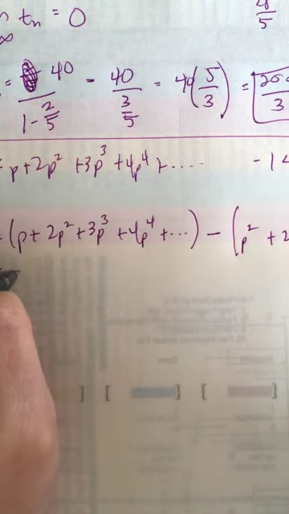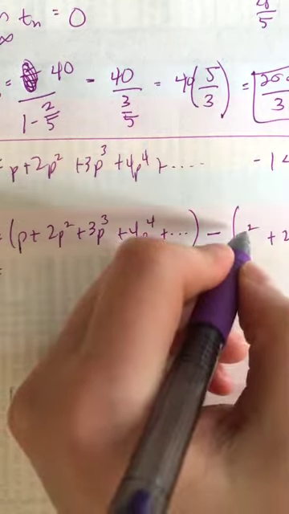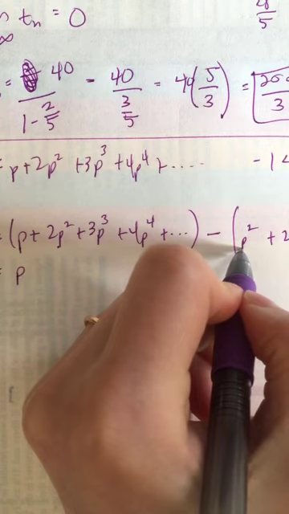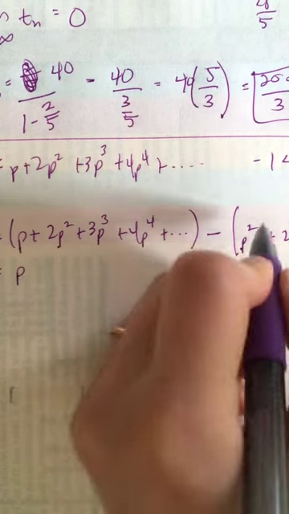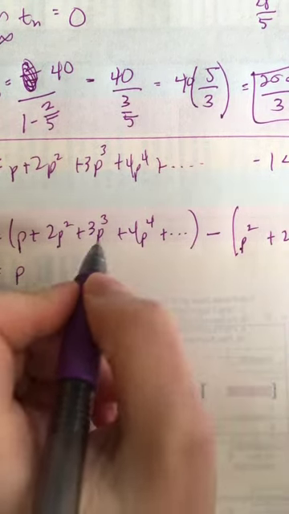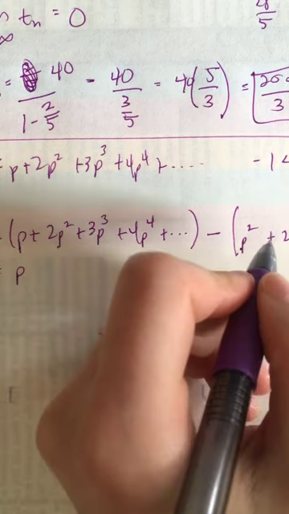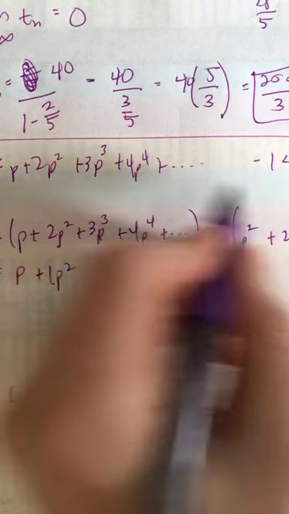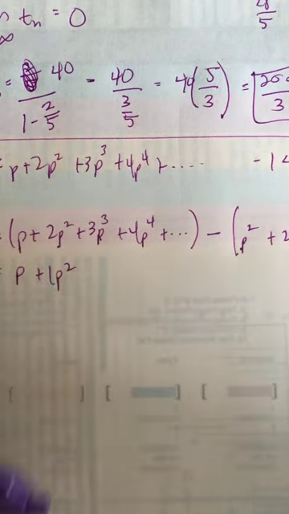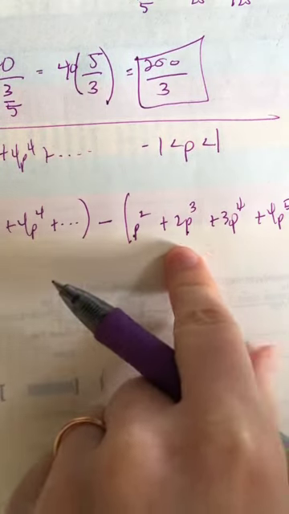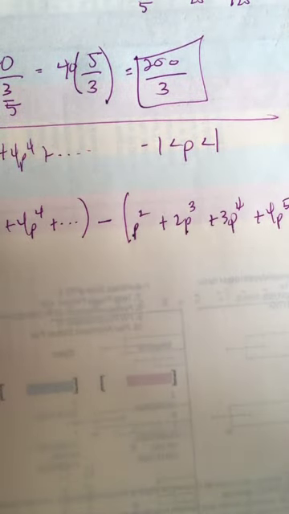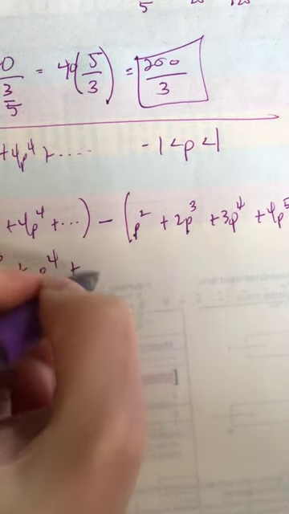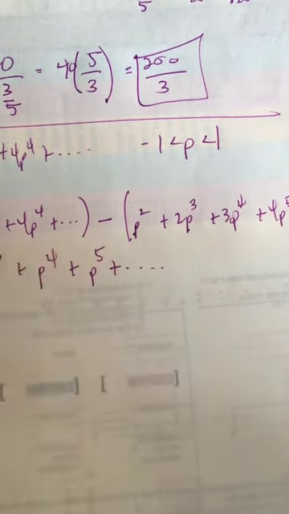So now I'm going to be getting p minus, there's no like terms over there, so that's just p. 2p squared minus p squared, okay? And there's no other squares anywhere else. Those are the only two squared terms I have. 2p squared minus p squared, that's just 1p squared. 3p cubed minus 2p cubed. They're the only p cubes we have. So I get plus p cubed, plus p to the fourth, plus p to the fifth, plus and so on.